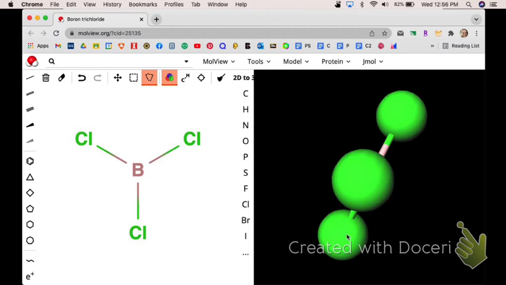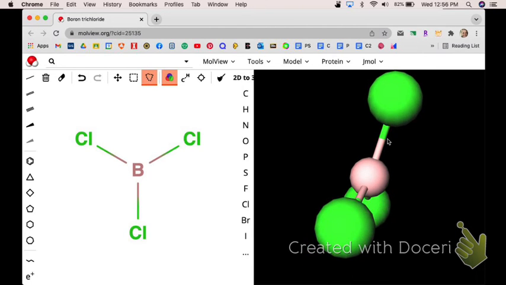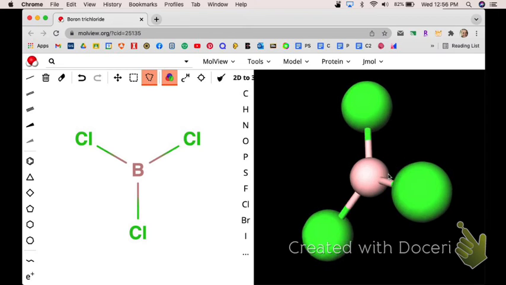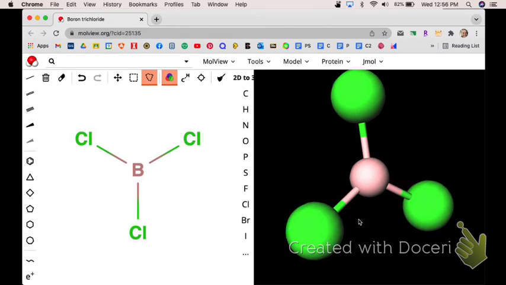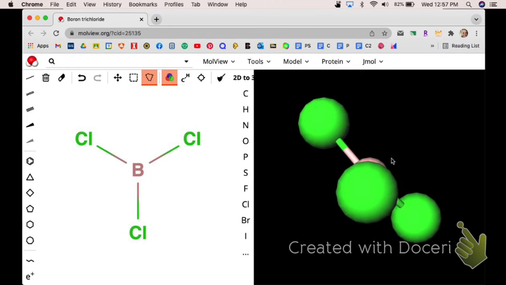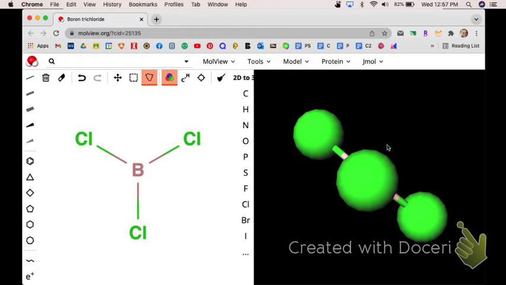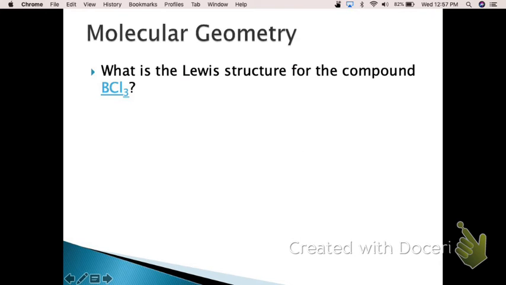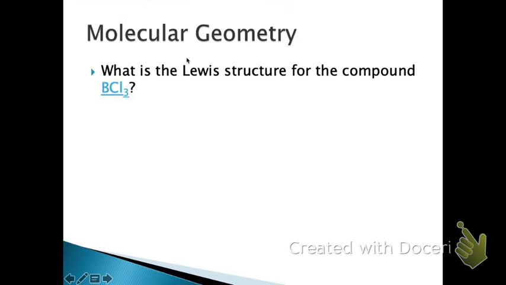Pretty cool, huh? I can make it spin, I can look at it from every angle, so I can see right away that it is planar, right? Everything's in the same plane. That kind of makes sense? So it lays flat. I'm going to bring this up when we do other molecules too, but I wanted you to be able to see that. Let's try the next one.